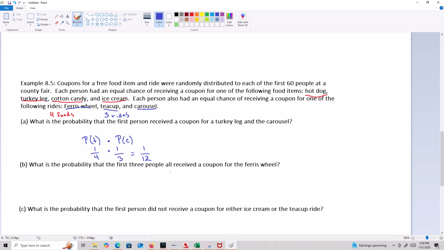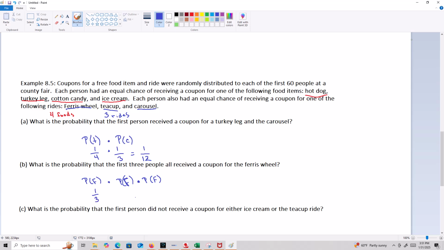All right, so apparently we have the first three people, and they are going to get the Ferris wheel each time. So the probability of the Ferris wheel for the first person, the probability of the Ferris wheel for the second person, and the probability of the Ferris wheel for the third person. They are mutually exclusive. According to the book, they're not going to affect one another. So we have a 1 in 3 chance.